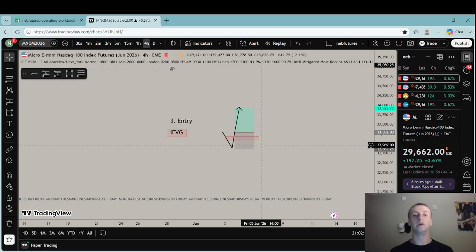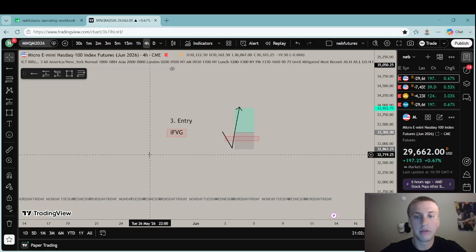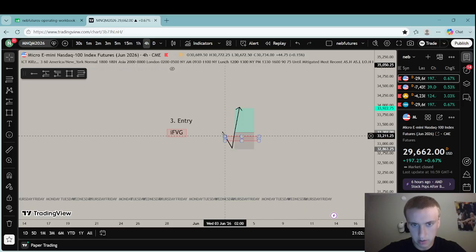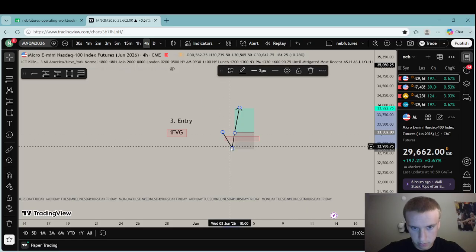Okay. Now we're looking for our IFVG entry. It's simple. We look for one thing for entry, IFVG. I use the 3-minute through the 30-second, and I generally take the highest time frame inversion of the manipulation leg. What is the manipulation leg? Right here. This is the manipulation leg, okay?